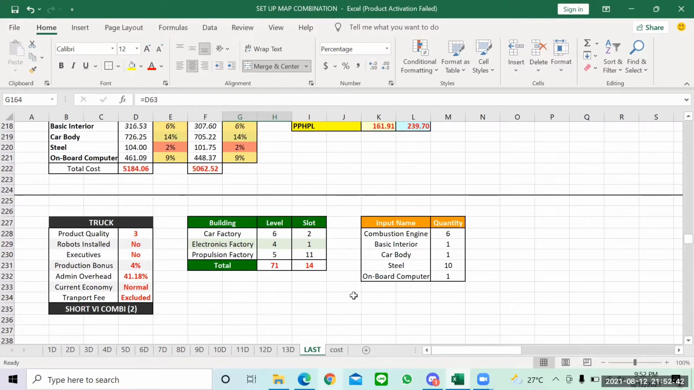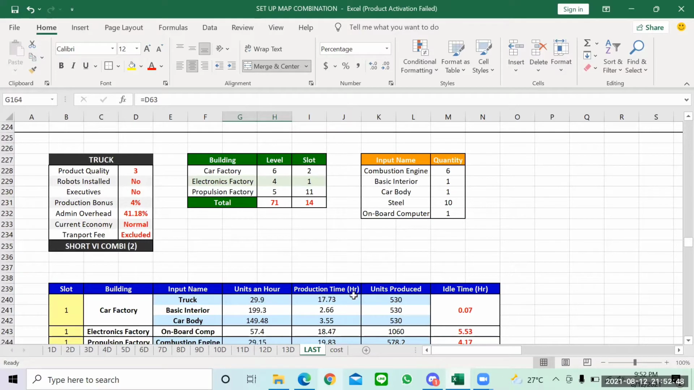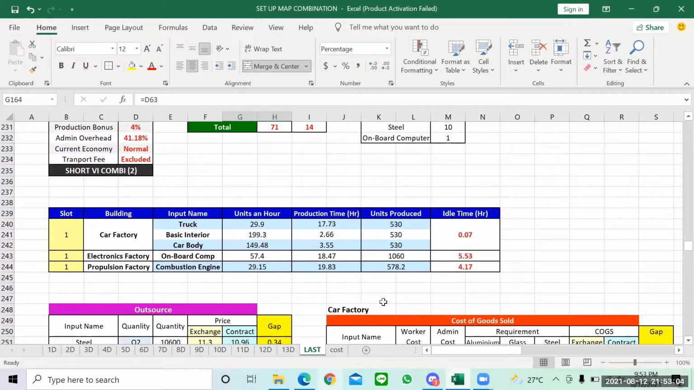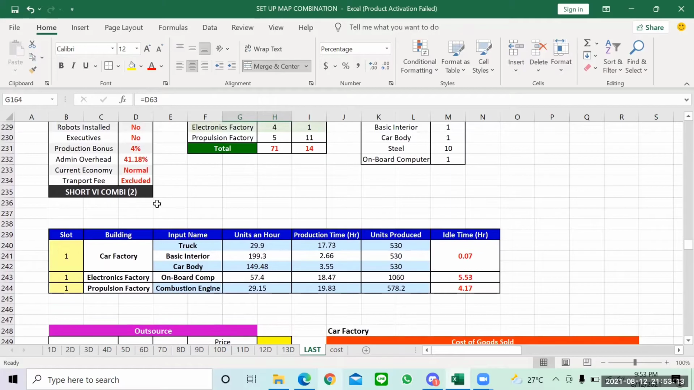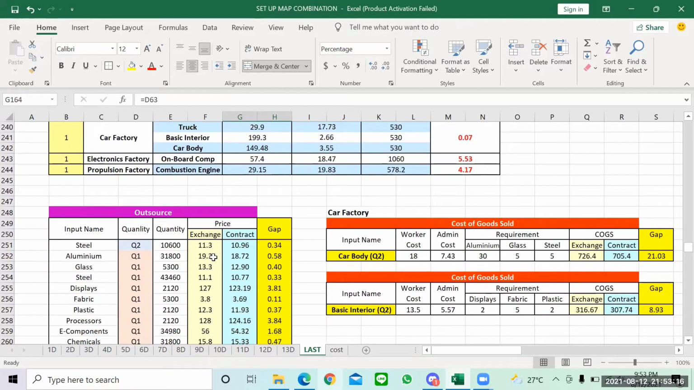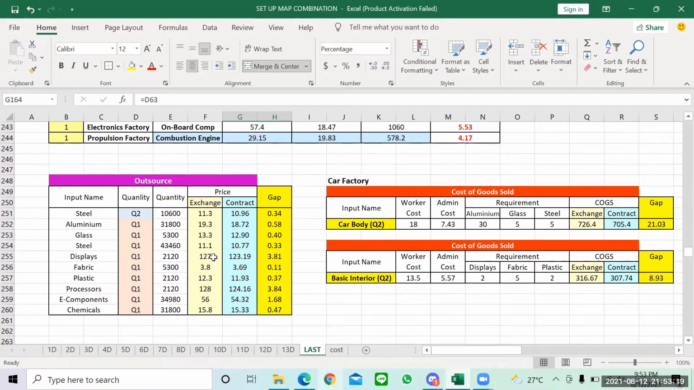And let's go to the second short fee. This consists of two level six car factories, one level four electronics factory, and 11 level five propulsion factories. And the administration overhead is 41%. And yeah, I just removed the steel and only produce four inputs. As you can see, this is the list of inputs that you need to outsource.